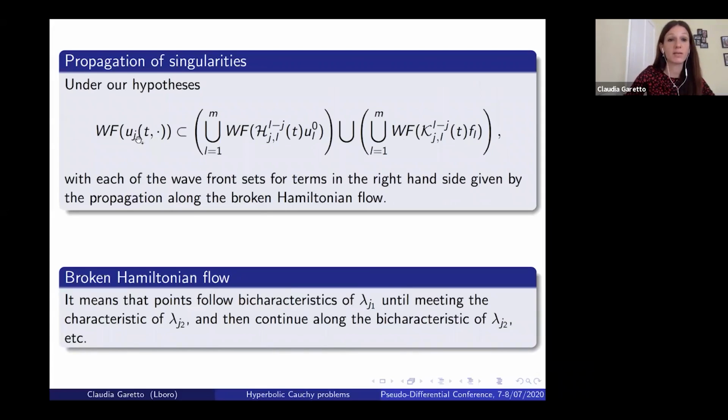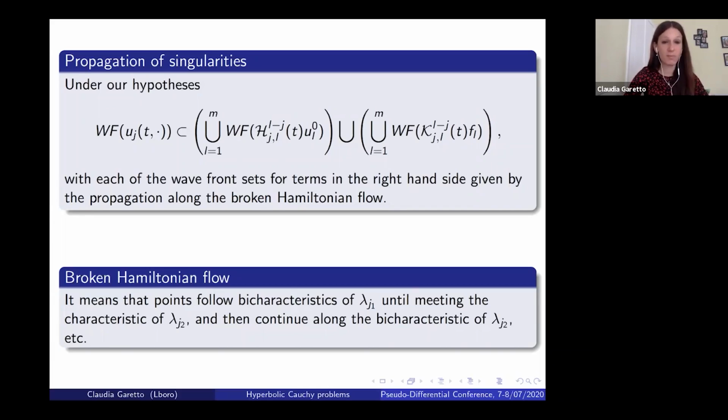So the wavefront set of Uj is the union of the wavefront set of this term acting on the initial data and the wavefront set of this other term acting on the right-hand side. I am cheating a little bit here, because you might ask, okay, but then what are these two wavefront sets, right? So I would like to understand what this is. Okay, so this is the propagation along the broken Hamiltonian flow of the wavefront set of the initial data and the right-hand side. So why am I talking about broken Hamiltonian flow?